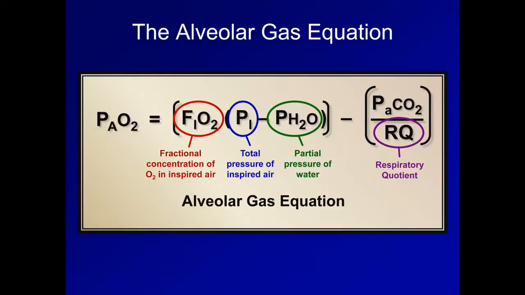For example, for a patient breathing room air at sea level, the FiO2 is 21% or 0.21. Pi is 760 millimeters of mercury, and pH2O is 47 millimeters of mercury. These three values simplify to 150.